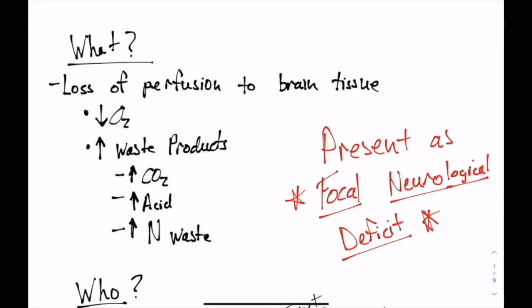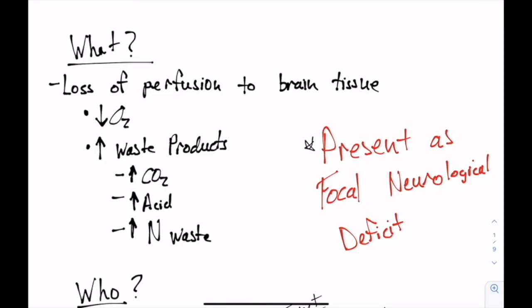A stroke is loss of perfusion to brain tissue. Remember, perfusion is really just blood flow to the brain. When you lose blood flow to the brain, you lose the ability of cells in the brain to get oxygen, and you also lose the ability of the cells in the brain to get rid of waste products. Waste products include CO2, acid, and nitrogen.